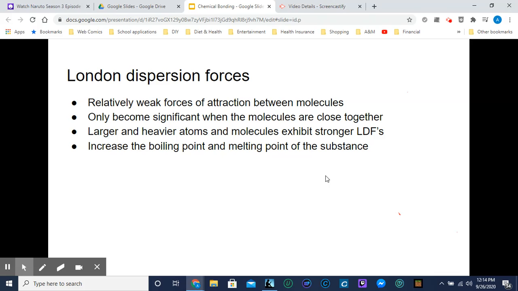So if we compare something that is showing LDFs versus something that is not, the one that has the LDFs is going to have a higher boiling and melting point. Because in order to boil or melt, you have to overcome the intermolecular force as well as give the element enough energy for the atoms to move apart.